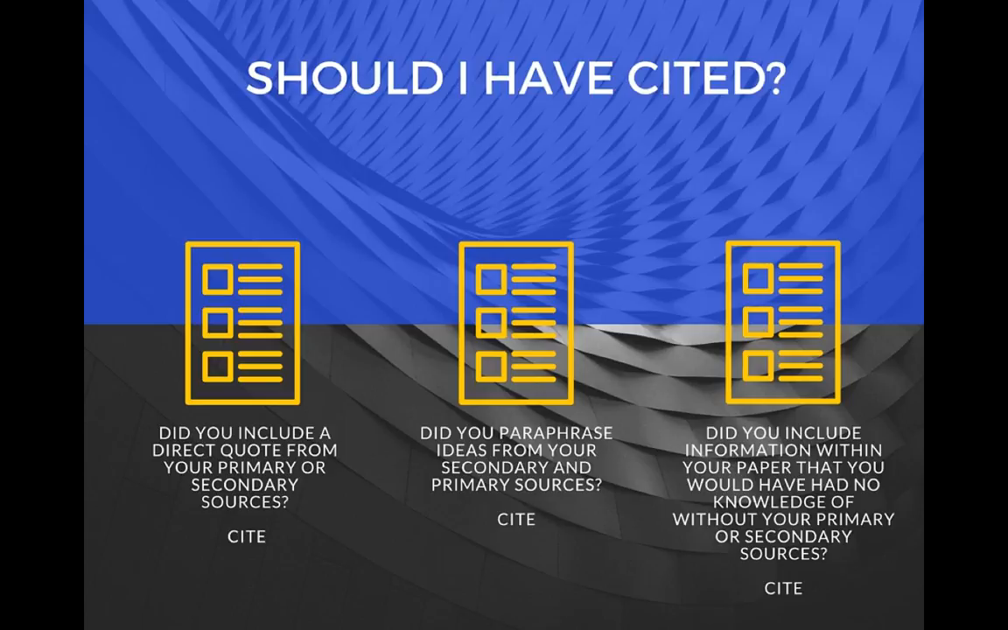Another point that we've really been hitting in these milestone webinars is the question of whether or not you should have cited. And it is really important, even though you've checked again, to go back and double check just for good scholastic practice. So again, ask yourself these questions. Did I include a direct quote from a primary or secondary source? If you did that, include a citation. Have you paraphrased ideas from your secondary or primary sources? If you did, include a citation.